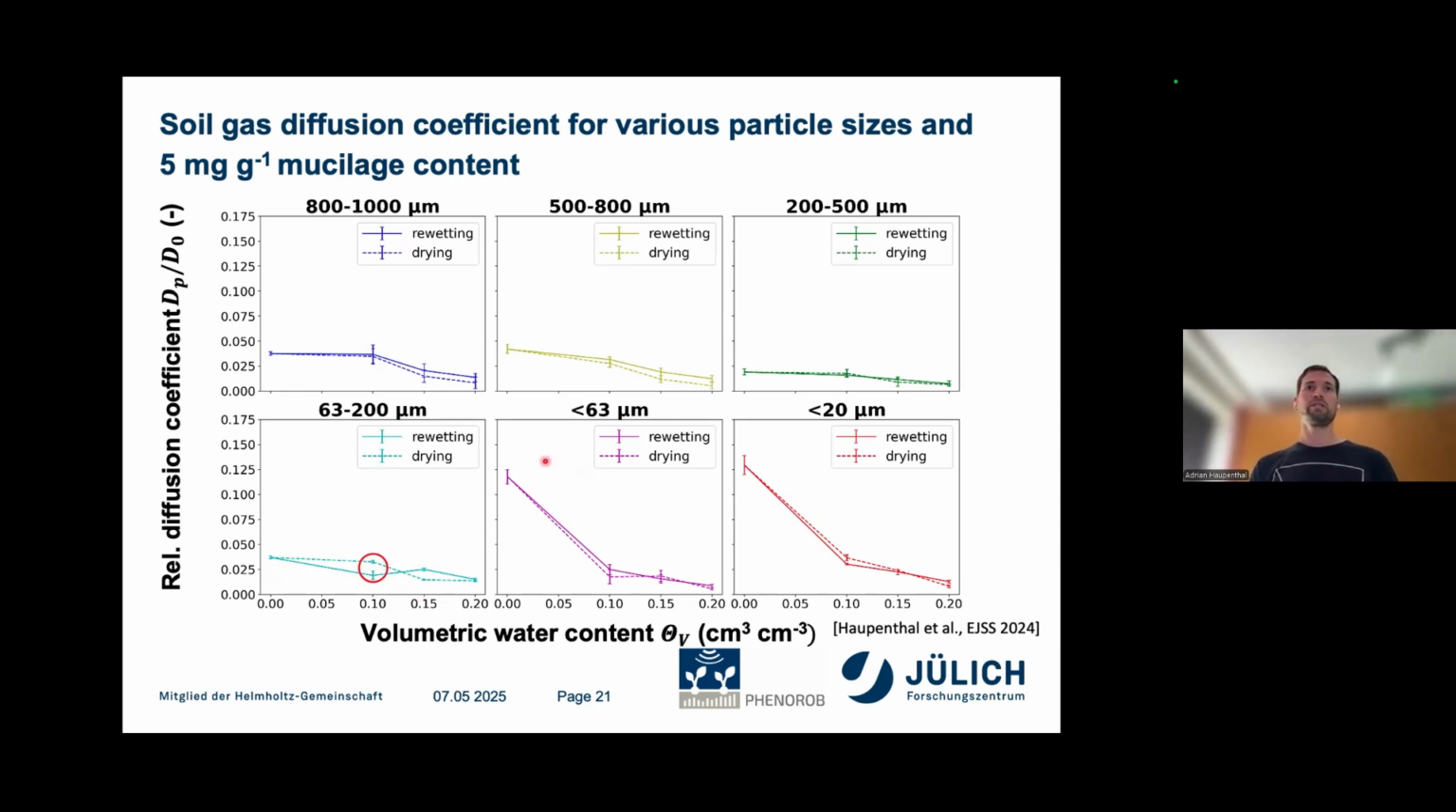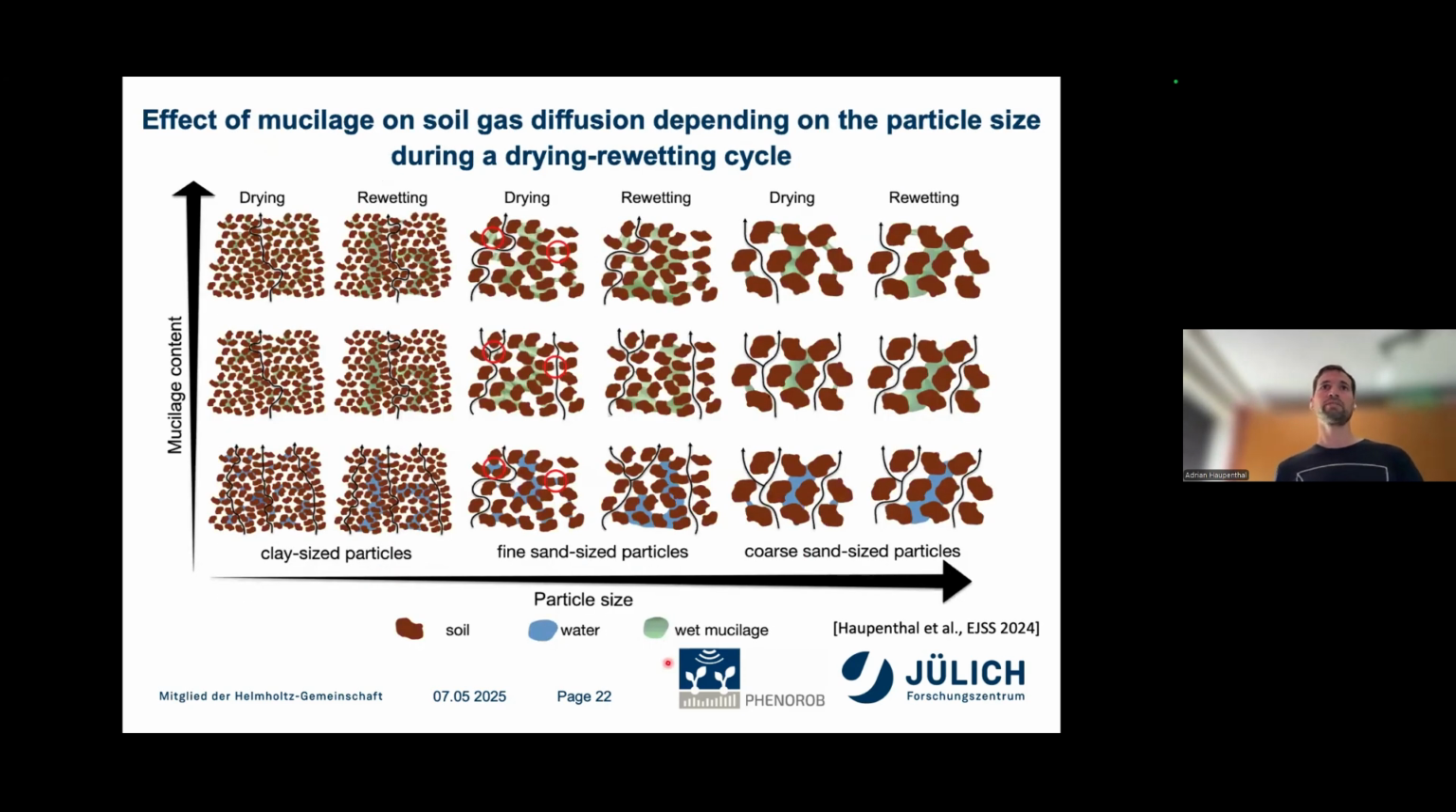And here we can also see again that the addition of mucilage for the dry phase had no effect in the silt and clay-sized particles. So what happened? A possible explanation I have is that mucilage absorbs the water and starts to swell, and this is affecting the soil structure. So during swelling, it pushes the particles away and opens up the pores again for the gas to diffuse through.